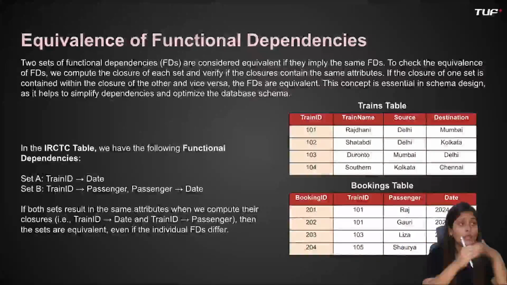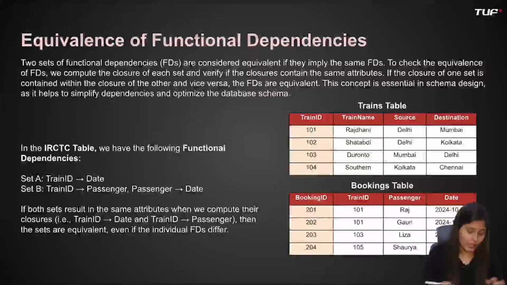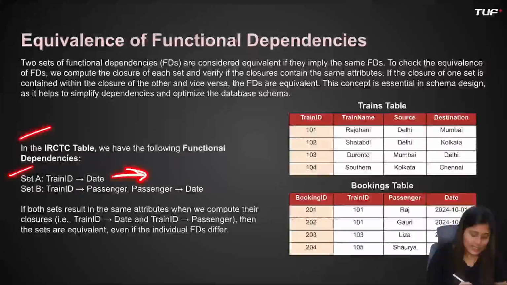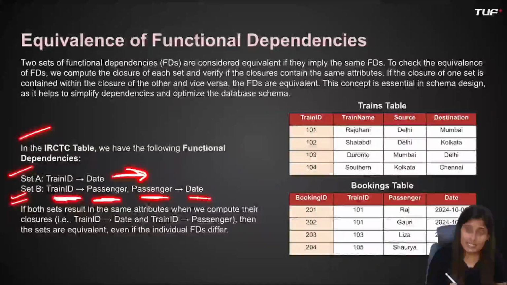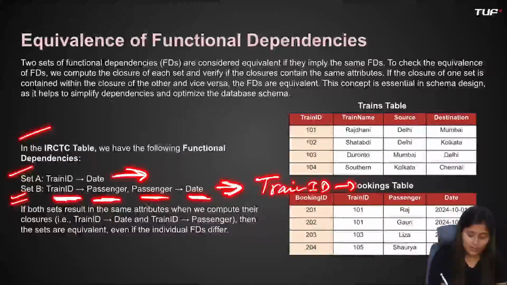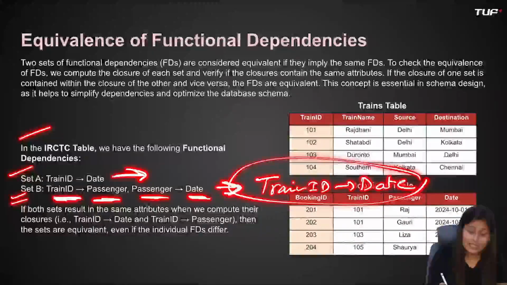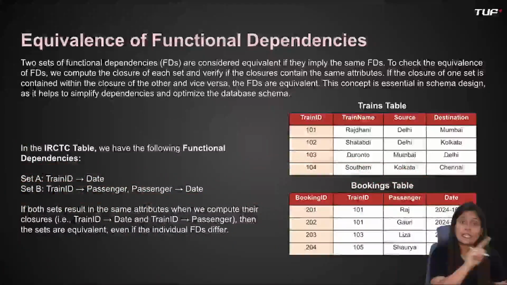If somehow the first set and second set match their closure, then we can say both are equivalent. Let's see how. Let's suppose in the first set, train ID determines date. In the second set, train ID determines passenger and passenger determines date. With the transitivity rule, we can say train ID determines date. So this functional dependency of set D and this functional dependency of set A are the same. Now we can say these two sets of functional dependencies are equivalent.